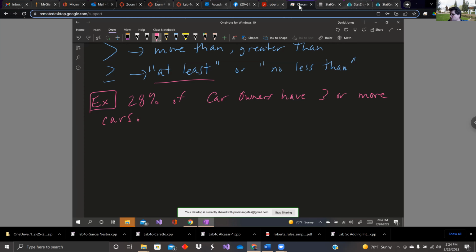We will sample 20 homes to see if the family owns 3 or more cars.